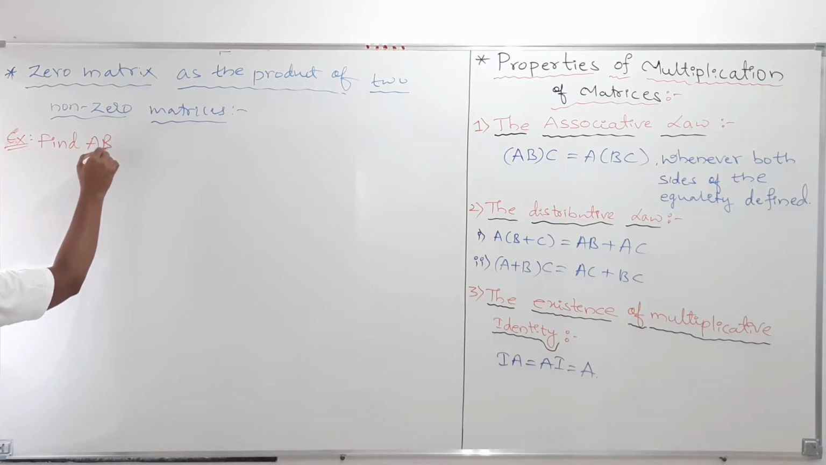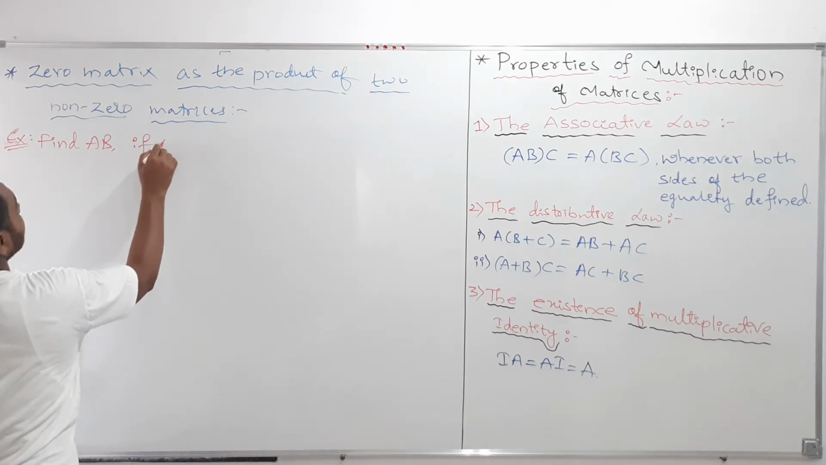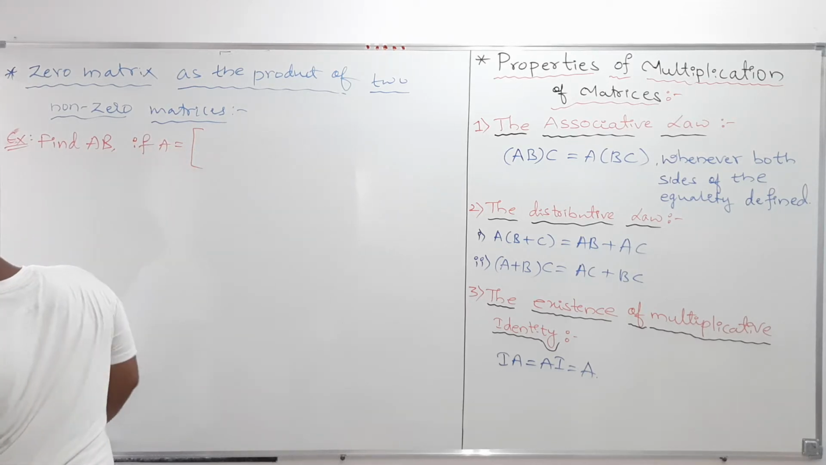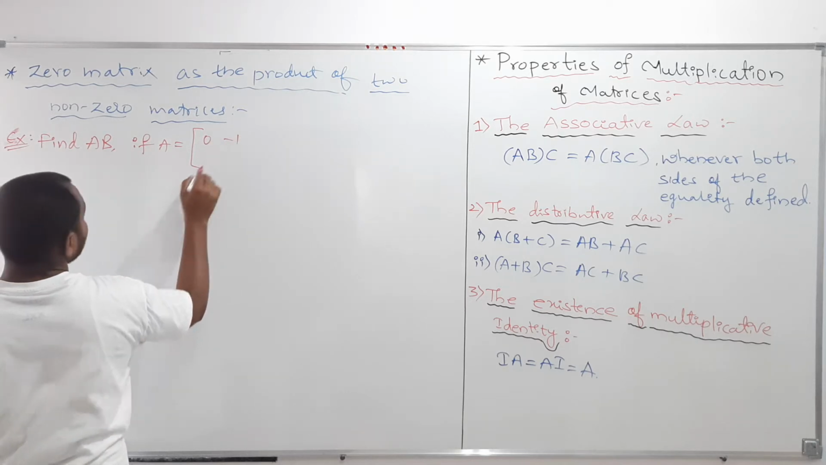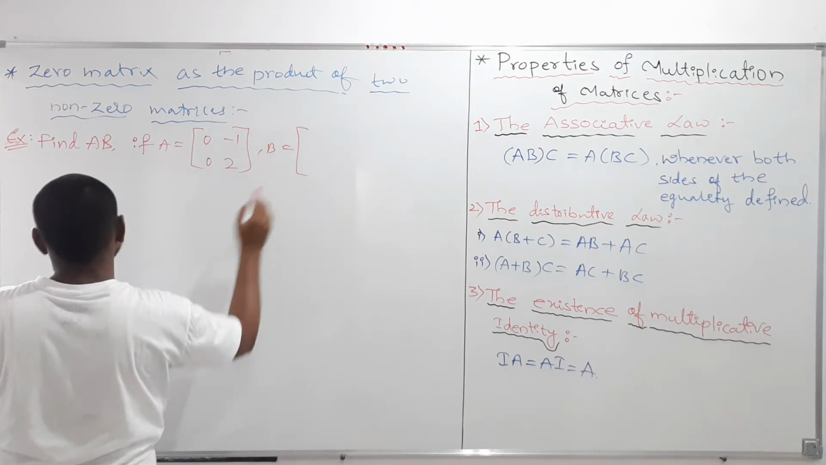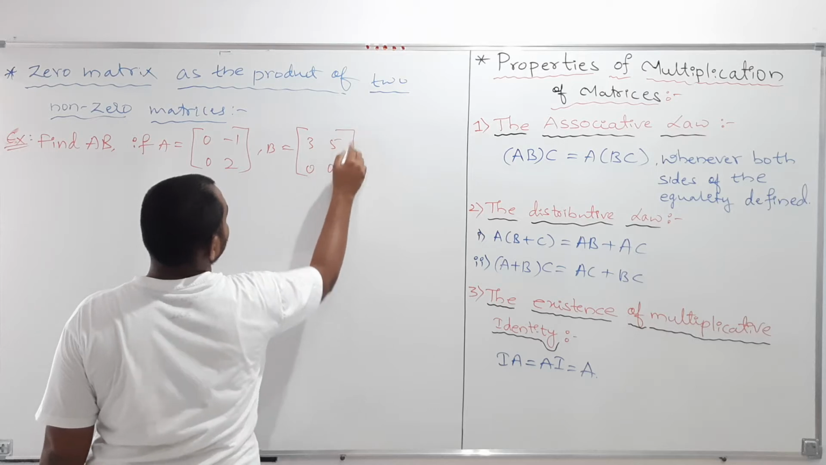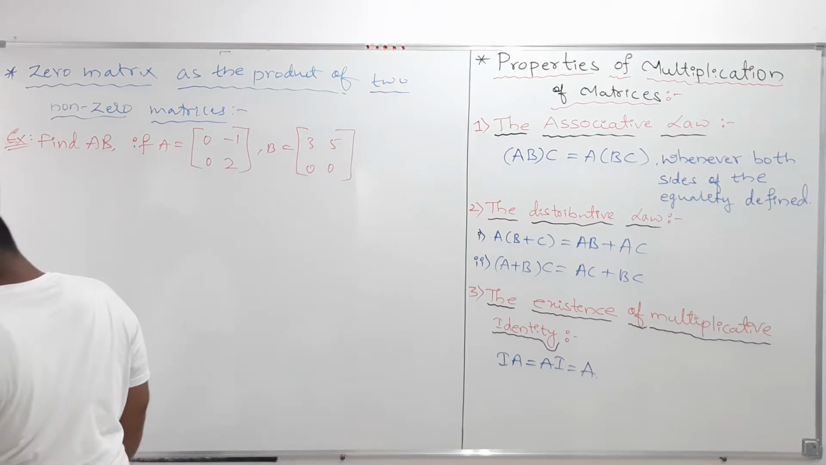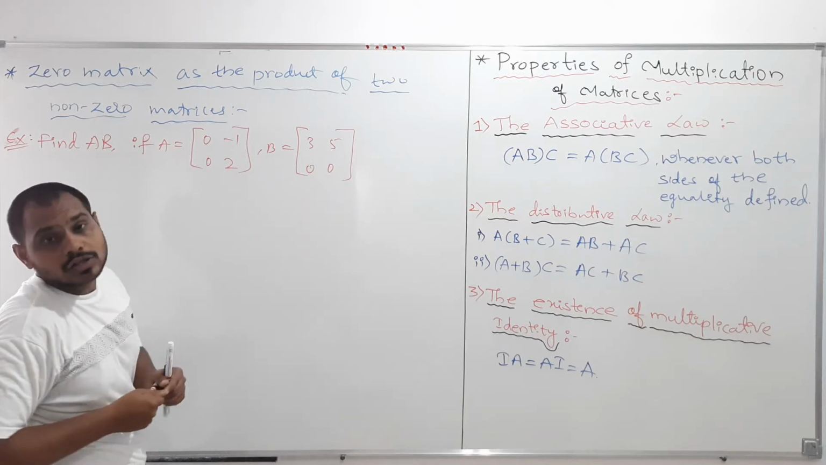Find AB if A is equal to [0 -1; 0 2] and B is equal to [3 5; 0 0]. My dear students, if you take these two matrices, they are non-zero matrices.